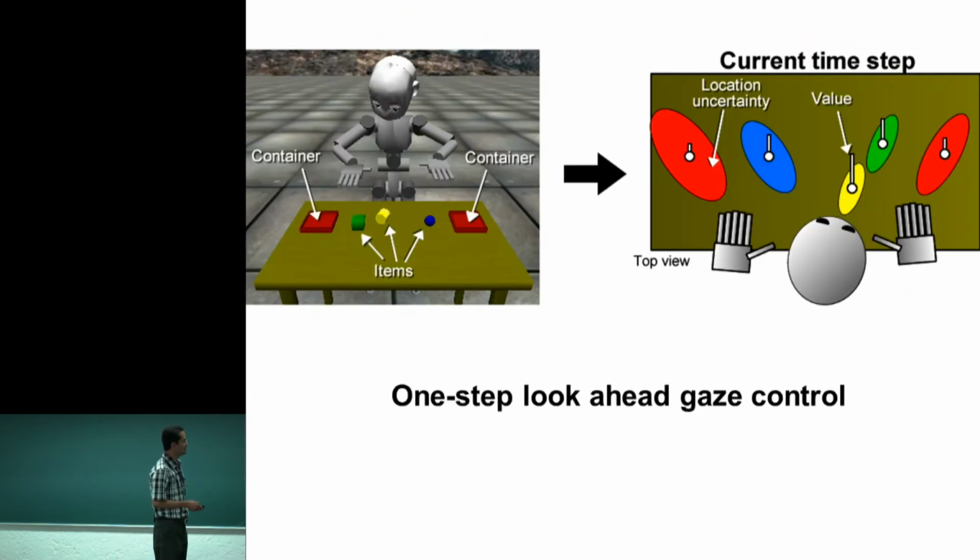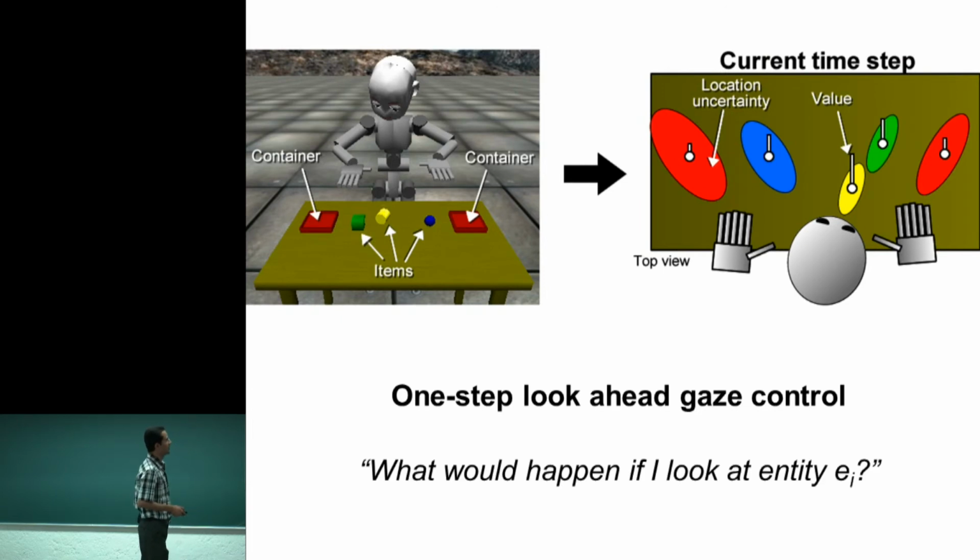So let's see. Okay. So the idea here, as I said, is that we wanted to go one step ahead of the task that we were doing. So we use one step look ahead gaze control. This is the current time step, the one I showed you before. This is what the robot knows right now. So the idea is that the robot is going to imagine what will happen if I look at some entity or some item for the next time, right?